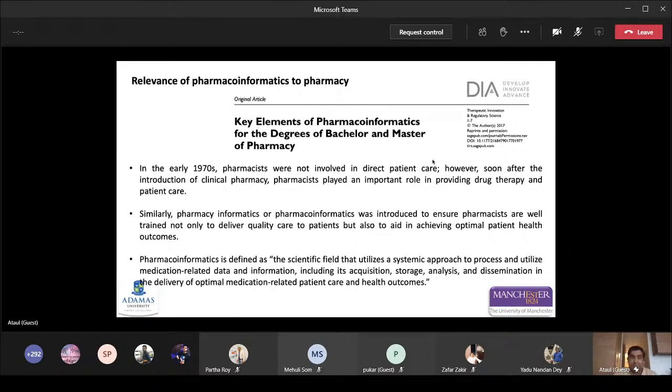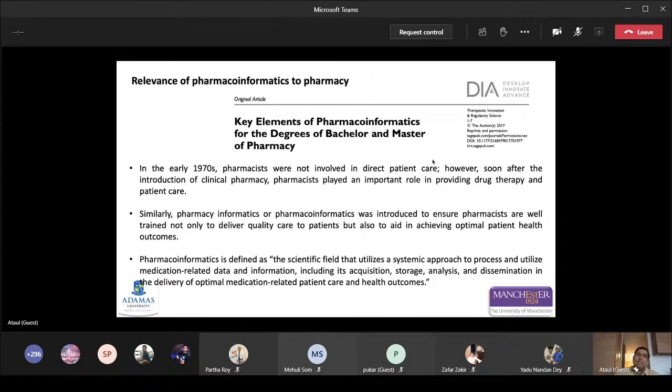It can be defined as the scientific field that utilizes a systematic approach to process and utilize medication-related data and information, including its acquisition, storage, analysis, and dissemination in the delivery of optimal medication-related patient care and health outcomes. These are very important in how the pharmacoinformatics field is related to pharmacy. I would like to point out that pharmacoinformatics is a very huge subject.